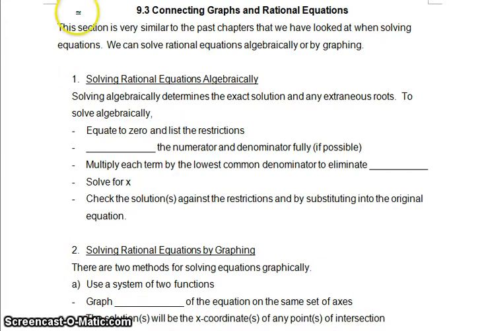Then our next step is to factor the numerator and denominator fully, if possible. We saw last video that we had this crazy looking quadratic graph, and so we couldn't actually cancel anything out. But still factor it if you can, and who knows, maybe there are some values that we can cancel out or simplify. Okay. Then we're going to multiply each term by the lowest common denominator, and that step will eliminate fractions.